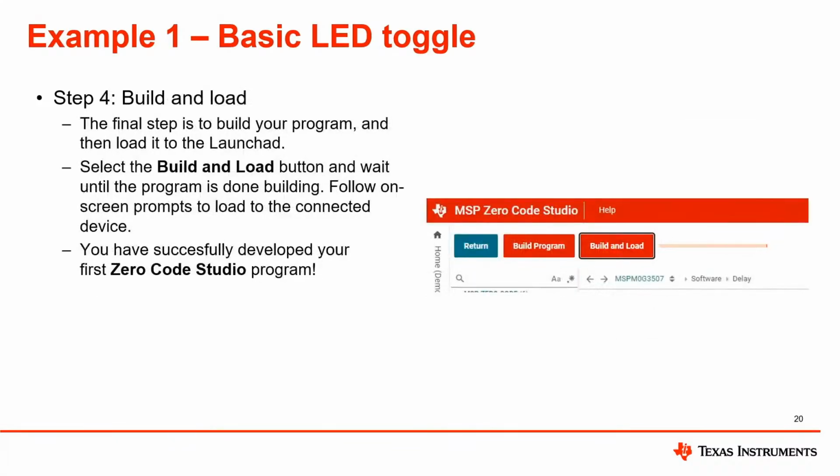Then the last step here is to build your program and load it onto the Launchpad. In this case, like mentioned earlier, you just select build and load and wait until the program is done building. Then you can follow the on-screen prompts to load to the connected device. And in just a couple minutes, you have successfully developed your first Zero Code Studio program.